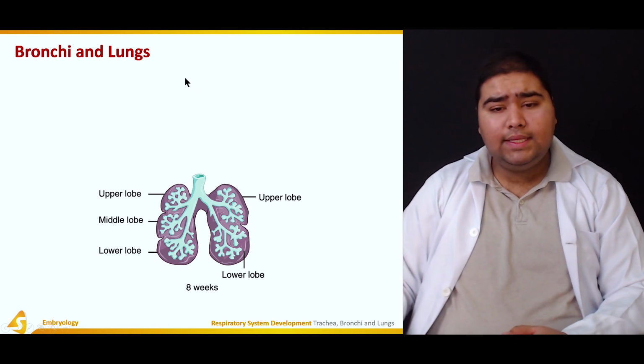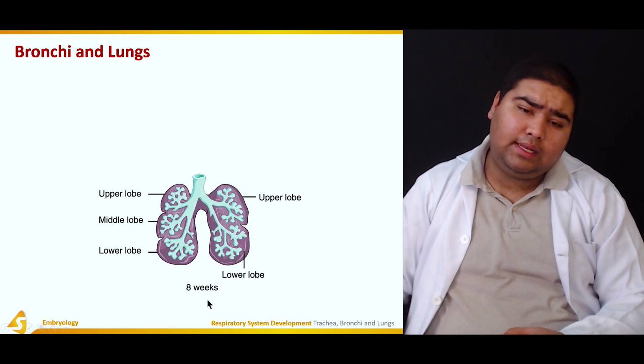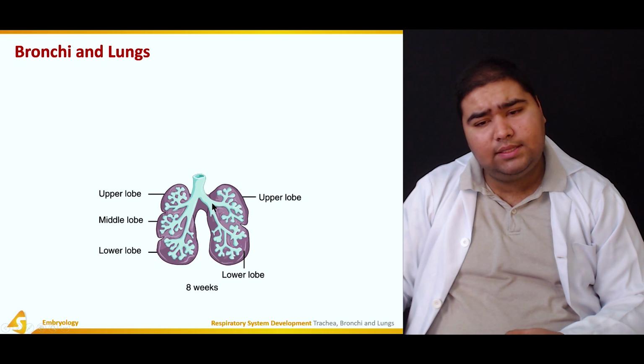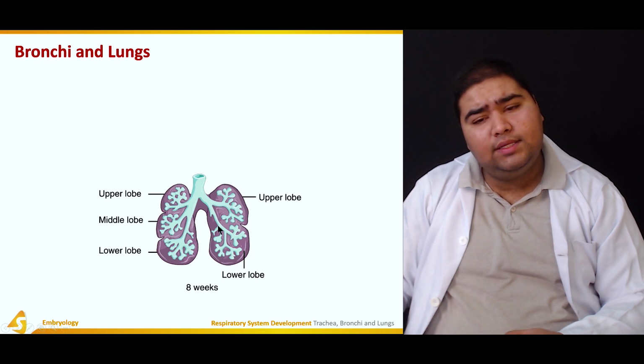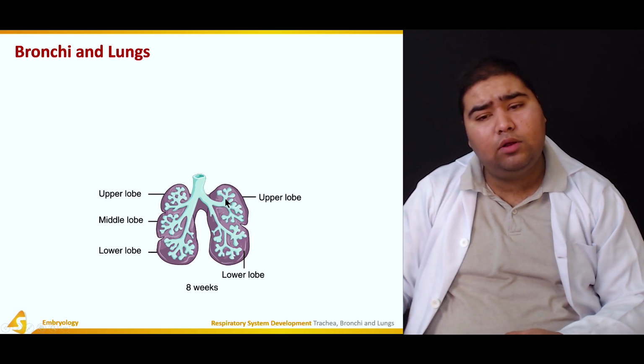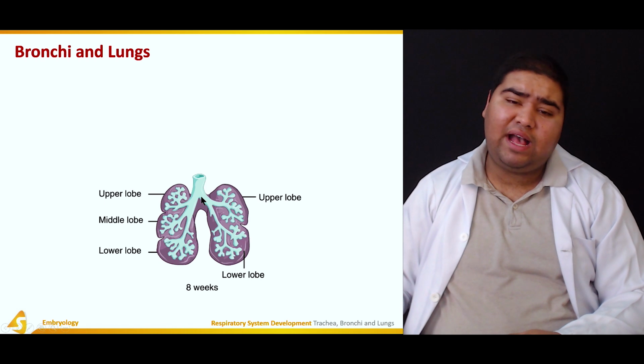So, this is what a lung at 8 weeks of development looks like. This is the tracheal tube. This is the left principal bronchus dividing into two branches, the secondary bronchi. The secondary bronchi then further divide into lobar bronchus, the lobar bronchus into segmental, and then intrasegmental bronchus. Again, on the right side, we have three.